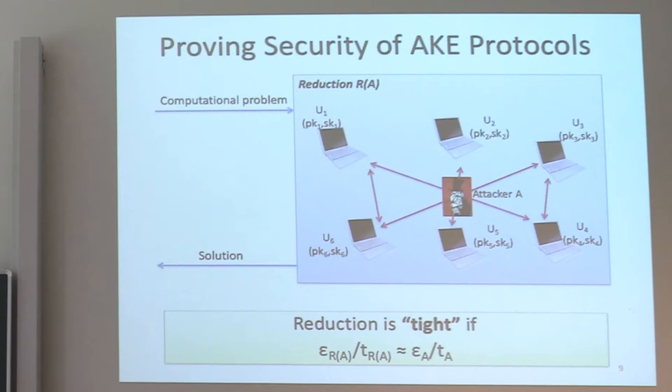We say that a reduction is tight if this fraction here, the success probability of the reduction divided by the running time of the reduction, is approximately equal to the success probability of the adversary divided by the running time of the adversary. This is sometimes called the work factor of the reduction, and this is the work factor of the adversary, and they should be approximately equal. If they are equal, let's say up to a small constant factor, like 2 or 10 or whatever, then we say that the reduction is tight. In this sense, it closely relates the security of the protocol to the security of the computational problem that we reduce to.